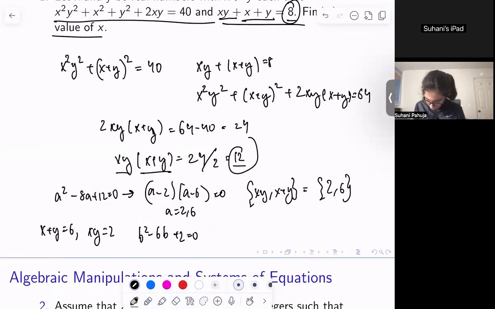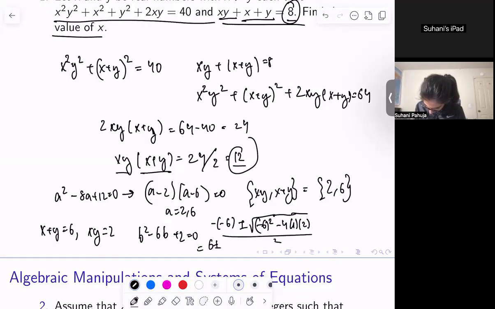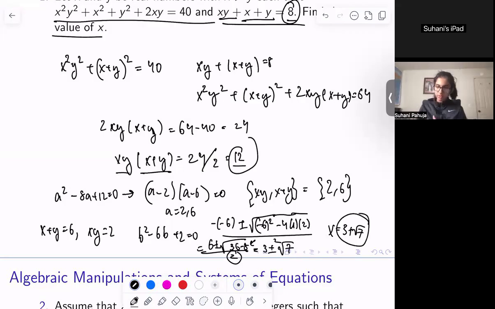If we find the roots using the quadratic formula, we get 6 plus or minus the square root of (negative 6) squared minus 4 times 1 times 2, over 2, which is 6 plus or minus the square root of 36 minus 8, over 2, which is 3 plus or minus the square root of 28 over 2, and the square root of 28 is 2 root 7, so it's 3 plus or minus the square root of 7. So the two roots are 3 plus the square root of 7 and 3 minus the square root of 7. However, the question tells us that x is greater than y. So x should be the larger of the two roots, and thus x is equal to 3 plus the square root of 7. That is our value of x.